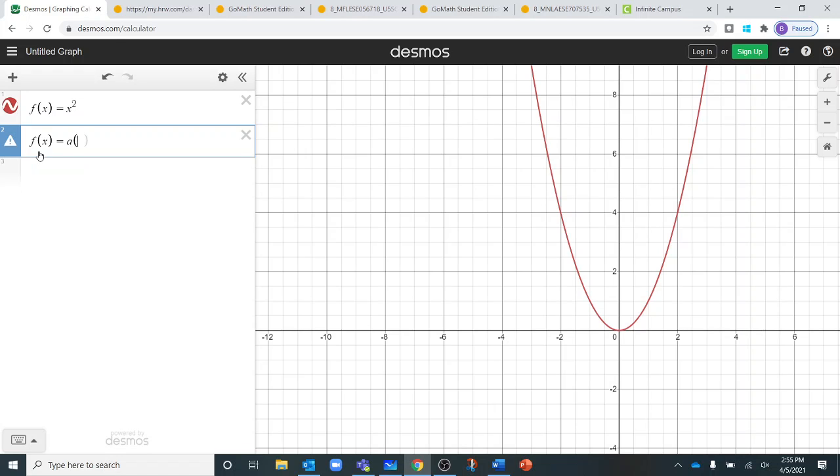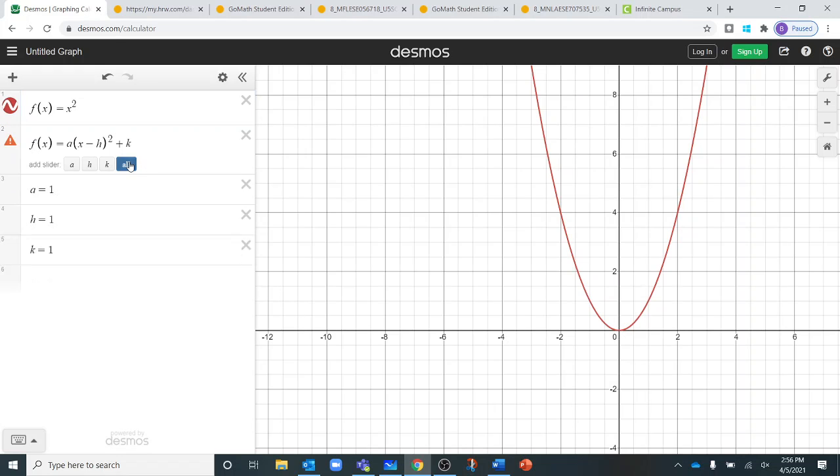We can rewrite it like this: a times x minus h squared plus k. And this again is very similar to the absolute value function. Each of these, the a, the h, and the k, all have specific things that they do. The h and the k are actually our vertex. So for the first one, there is no h, there is no k, and so our vertex is at 0, 0. So right there at 0, 0.